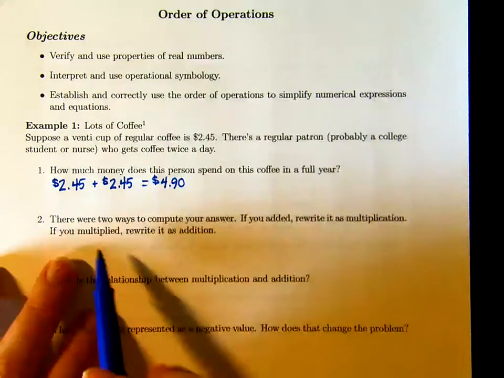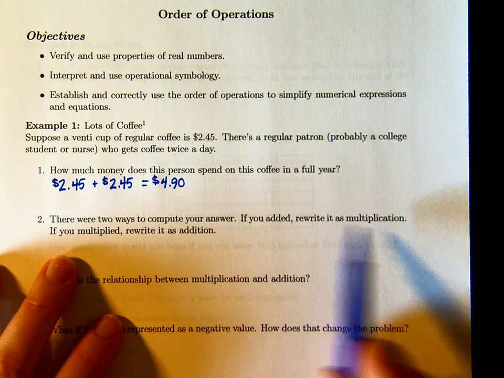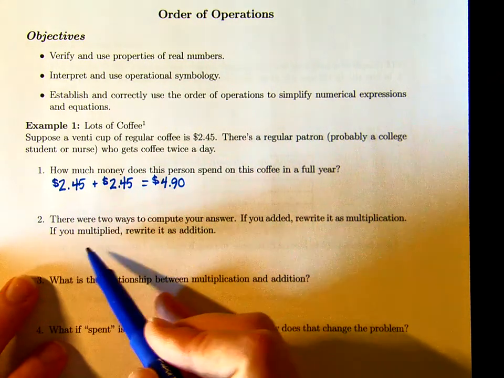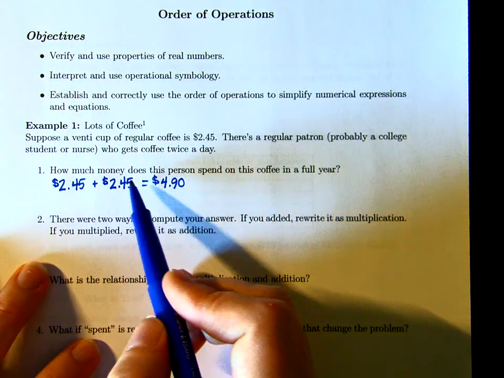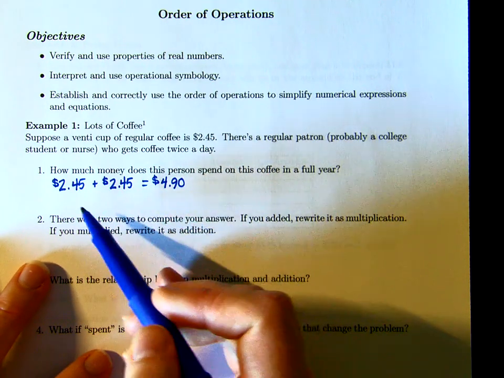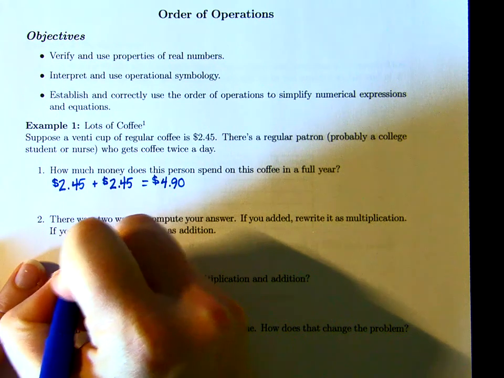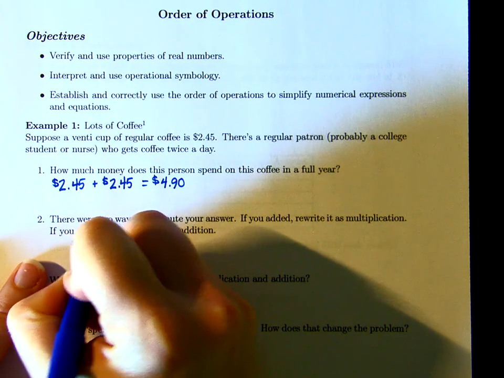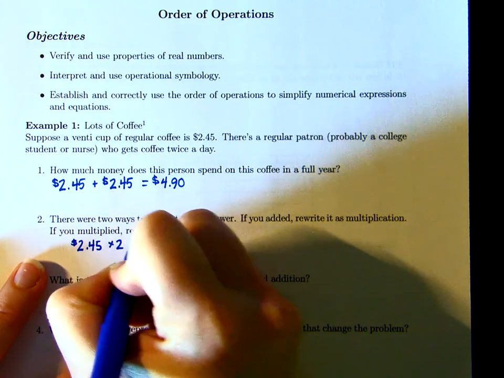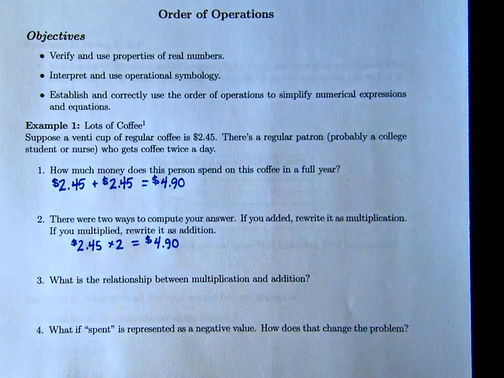Now, just looking ahead at number 2, there are 2 ways to compute your answer. If you added, rewrite as multiplication. I just kind of said it out loud, so I'm going to rewrite it here. Twice a day means it's happening 2 times a day. So there are 2 of these. So $2.45 2 times a day is $4.90 each day.